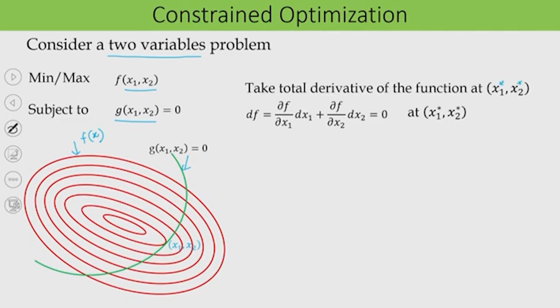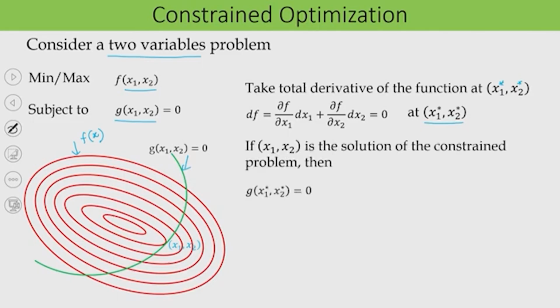So, at the optimal point, that is x1 star and x2 star, the total derivative should be equal to 0. So, this derivative df, which is equal to del f by del x1 dx1 plus del f by del x2 dx2, is equal to 0 at that optimal point, x1 star and x2 star. Now, if x1 star and x2 star is the solution of this constrained optimization problem.